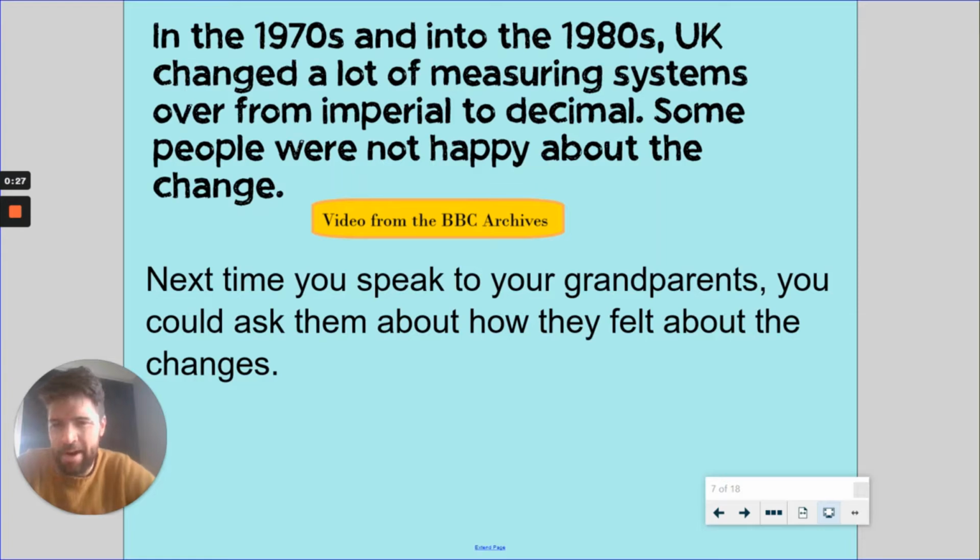It might be worth next time you speak to your grandparents, on Zoom or FaceTime, to ask them. Say you were learning about this in your maths and ask, do you remember that? Granny, Grandpa, Nana, what was it like? Did you care about it? Did it matter to you?